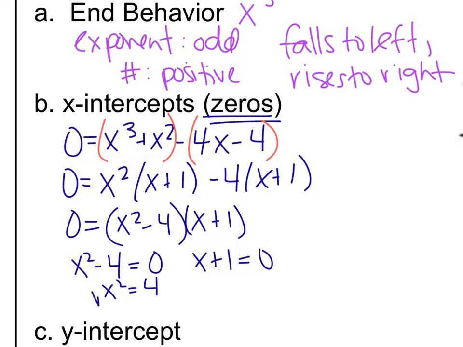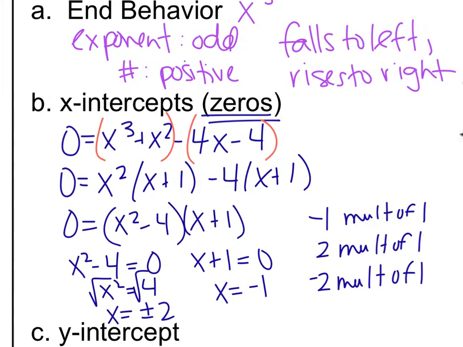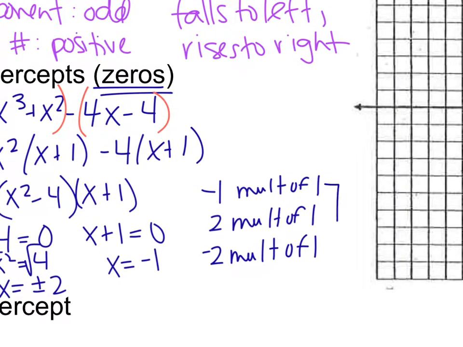Here, we're going to add the 4 and take the square root. When you take the square root, make sure you do your plus or minus sign. That's plus or minus 2. This is negative 1, and those are our 3 answers. None of them come from a multiplicity, so they all have a multiplicity of 1. So it's negative 1, multiplicity 1, 2, multiplicity 1, and negative 2, multiplicity 1. Since all of those have a multiplicity of 1, that tells me that all of these are going to be crosses. So I'm going to cross at all those points.